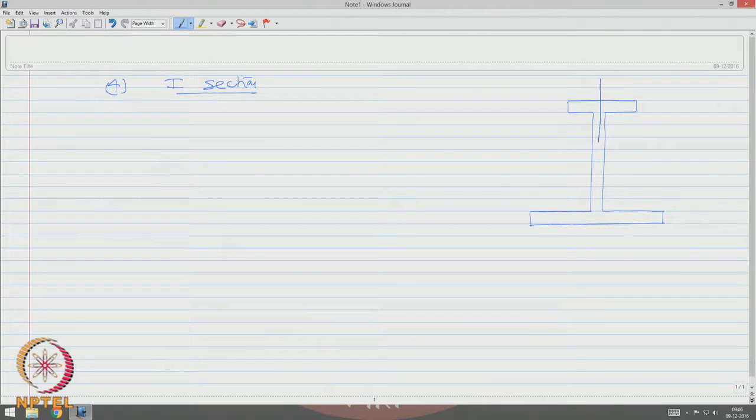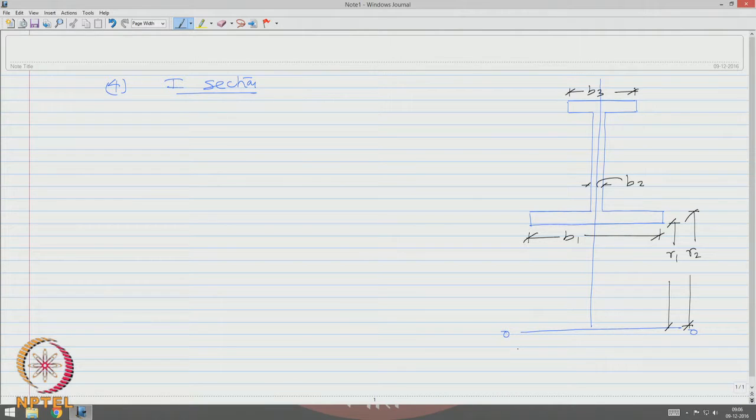Let us mark the plane OO which contains the center of curvature. Let the dimensions be B1, B2 and B3. We do not mark the thickness, but we mark different radius from the center of curvature or from the plane of center of curvature as R1, R2, R3 and of course, this is R4.